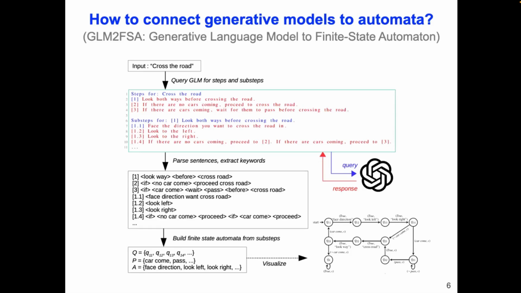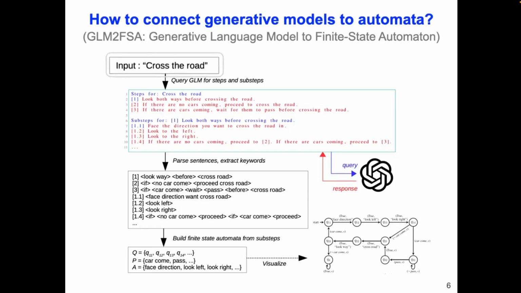So one of the very early pieces of work that we did really goes back to when GPT was just coming out, and we wondered, hey, what can we do with that? The starting point here is the input to the process: cross the road. At some high level, the user specifies what they want to do, and the purpose here is to extract a controller that we can then try to verify.